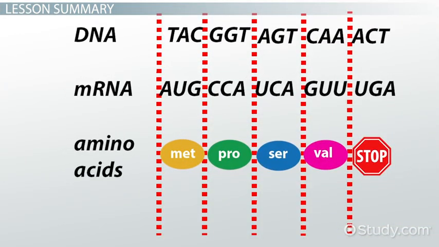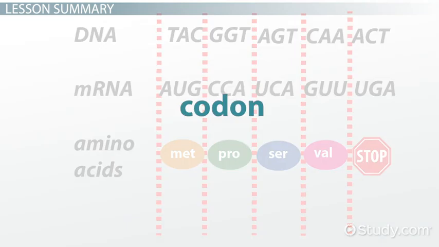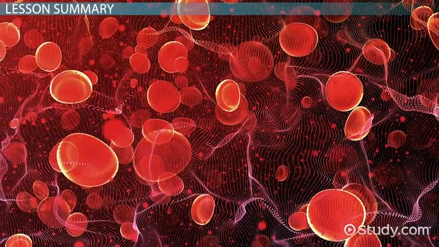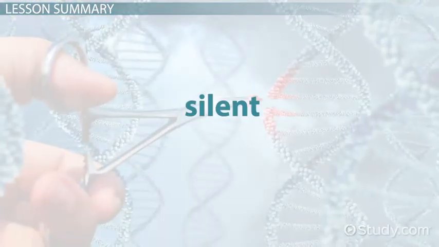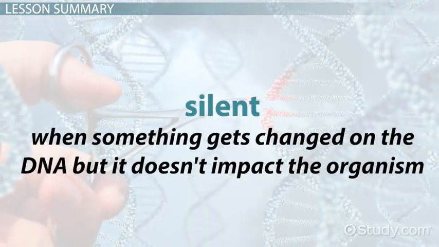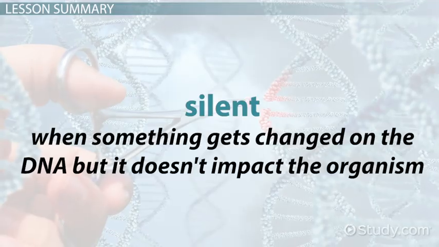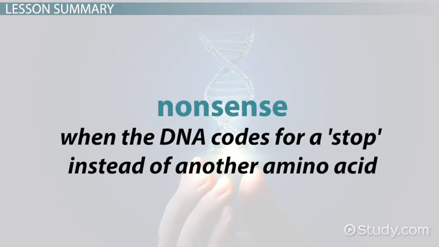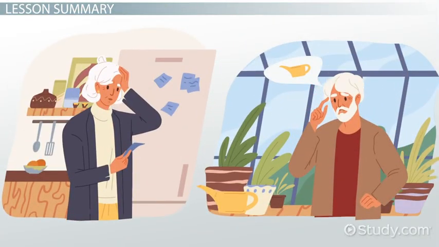For example, some forms of cystic fibrosis are the result of a deletion of a codon, which involves 3 bases to code for an amino acid, resulting in a missing amino acid. A silent mutation is when something gets changed on the DNA, but it doesn't impact the organism. Another point mutation, a nonsense mutation, occurs when the DNA codes for a stop instead of another amino acid. The result is an incomplete protein. An example here is a form of dementia known as familial British dementia.